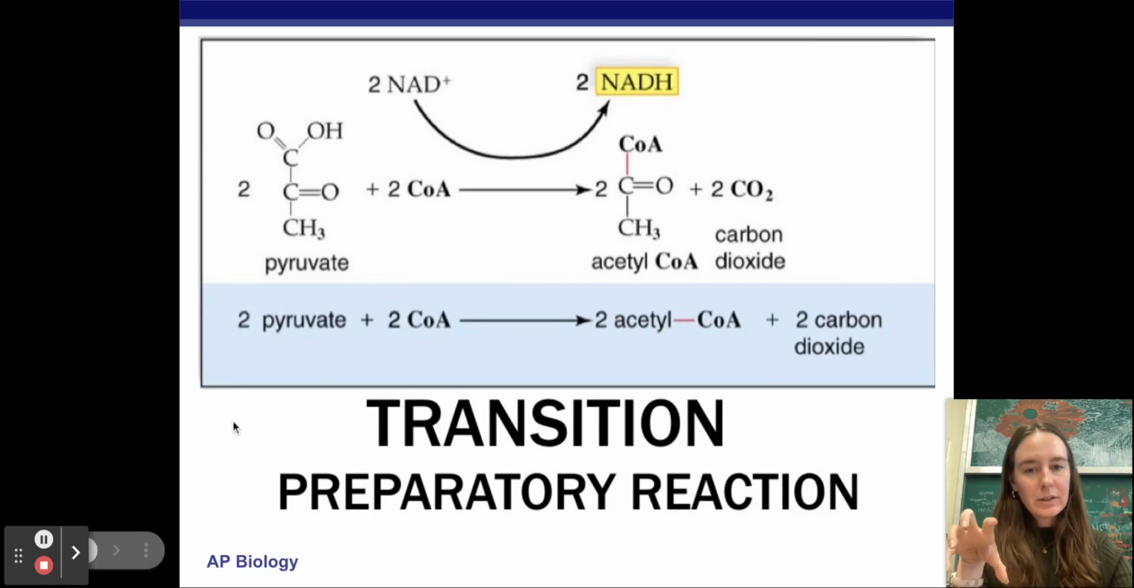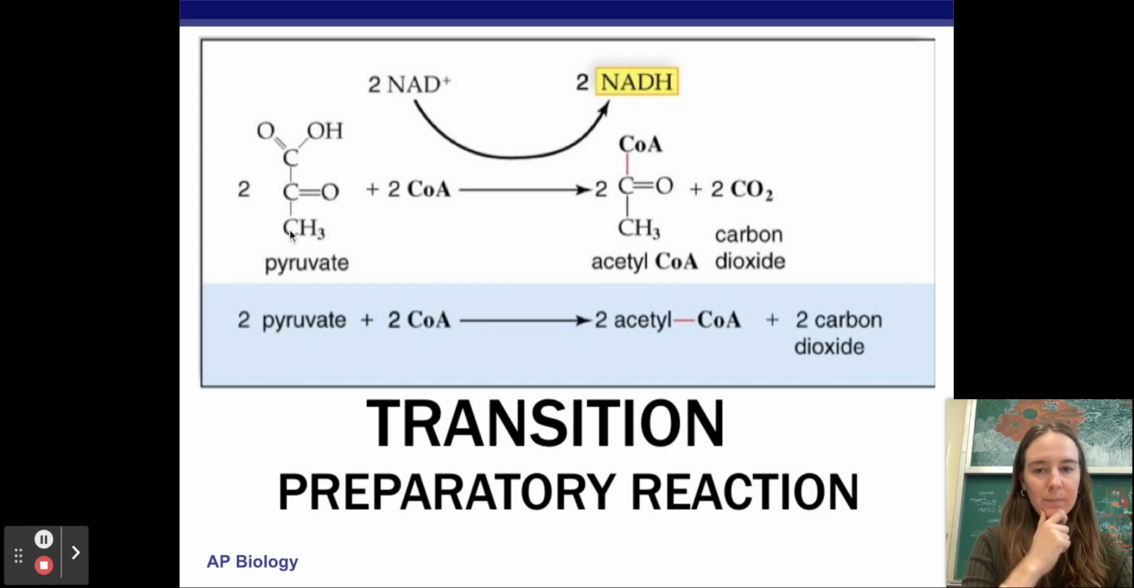Remember how we took our 6-carbon glucose and we chopped it up in half? We made a pyruvate molecule. Pyruvate has 3 carbons. So if we look here, we have 1, 2, 3 carbons. And there's 2 of them. So in total, you still have 6 carbons.